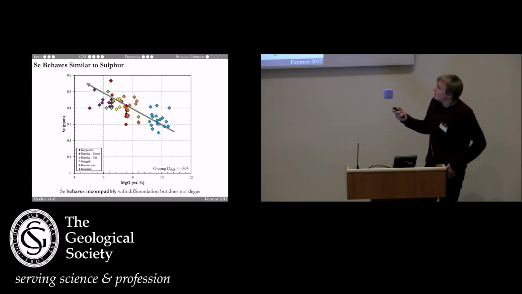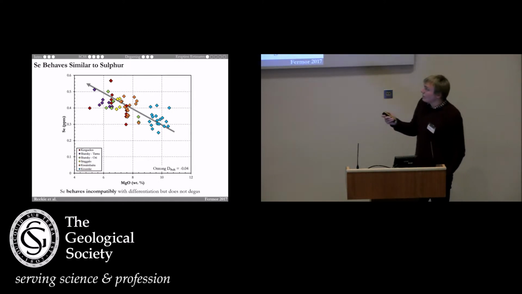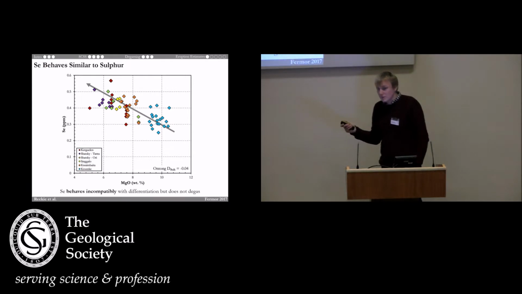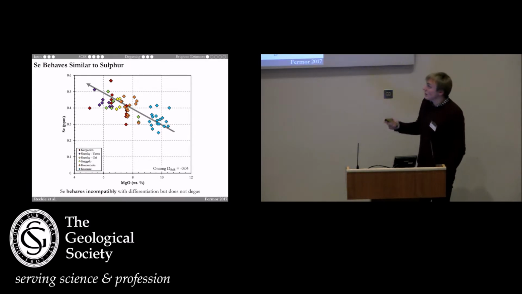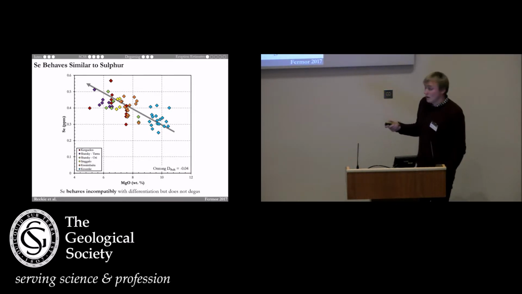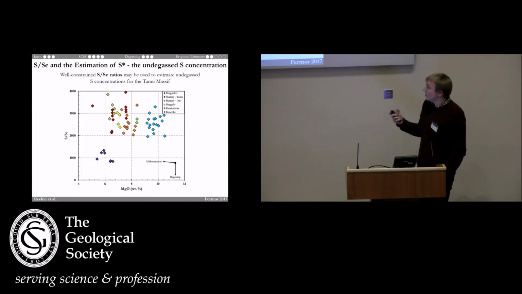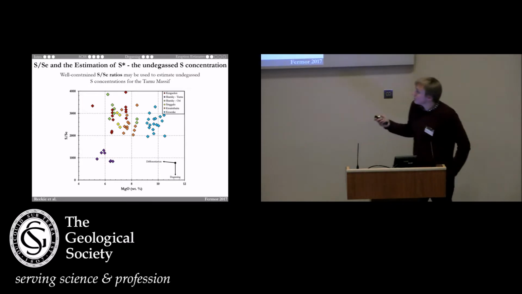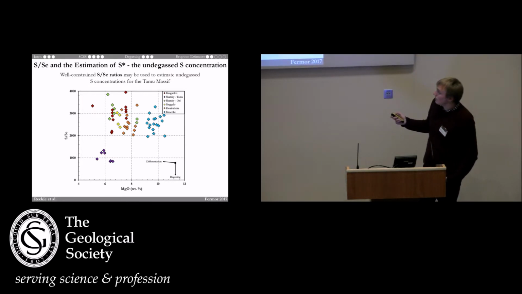So you can see that selenium behaves similar to sulfur in terms of its bulk distribution coefficient with decreasing MgO. But for the Tamu Massif, which you'll remember was degassing sulfur, it doesn't degas in selenium. So if we then have well-constrained chalcogen ratios, sulfur-selenium ratios, we can actually back-calculate sulfur contents with reasonable accuracy. And sulfur-selenium, because of the different bulk distribution coefficients, increases slightly. So there is a slight gradient on this line, and we see this better in the Marbury. But this is just the data for the oceanic plateaus.